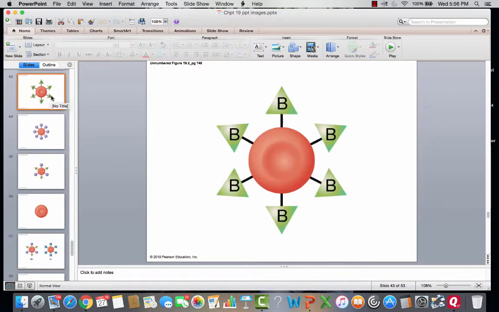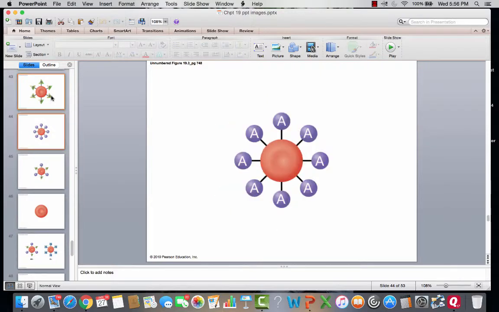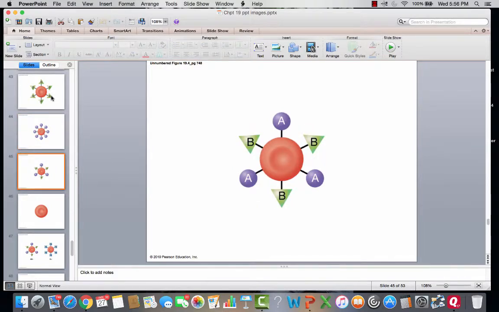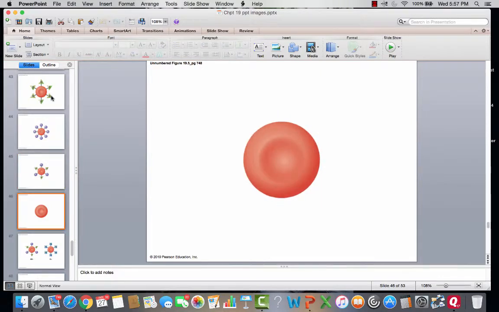So let me reiterate that. We can have B antigens on the surface of our cells. We can have A antigens on the surface of our cells. We can have both A and B antigens, or we can have neither A or B antigens. If you look on page 747 in our textbook, we'll see all of the different possible combinations there are for human blood type.